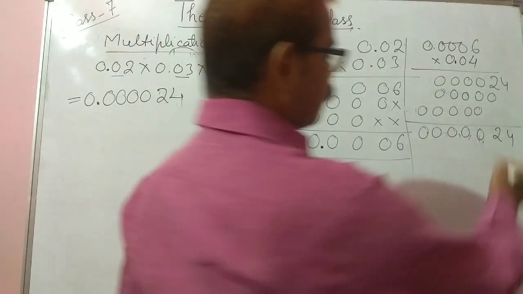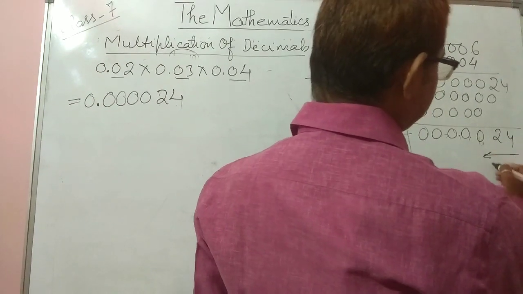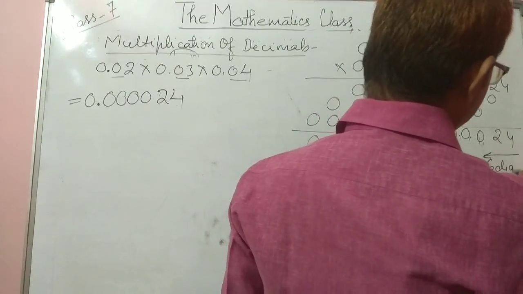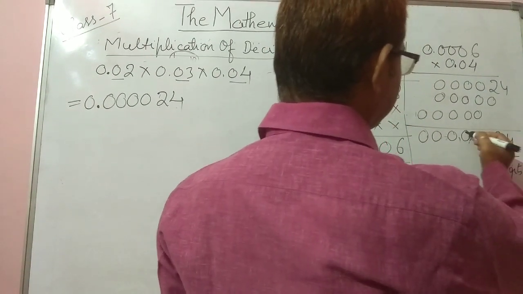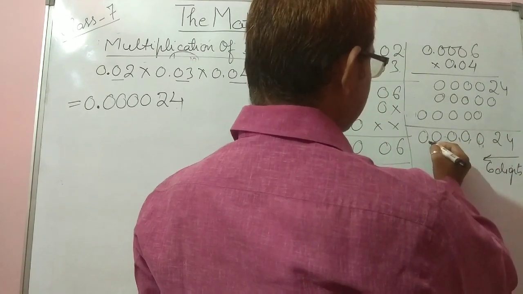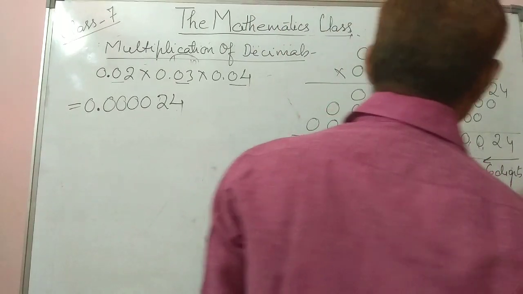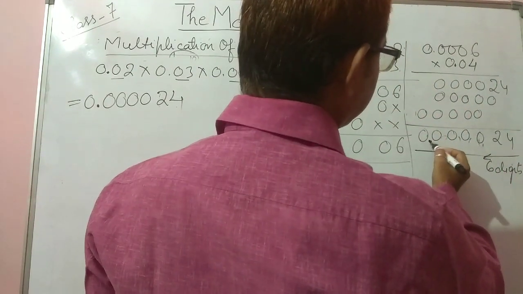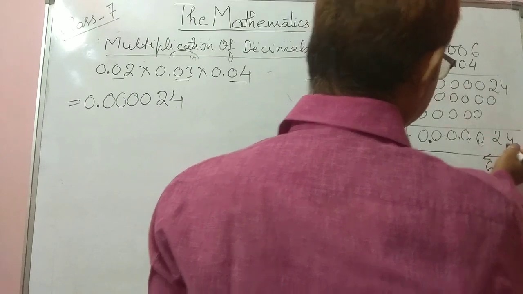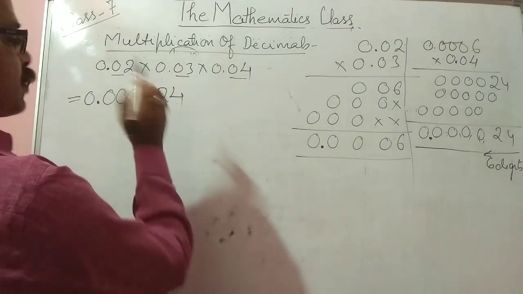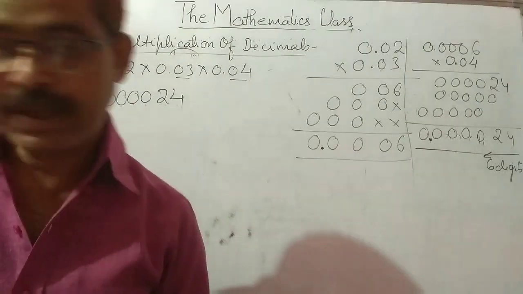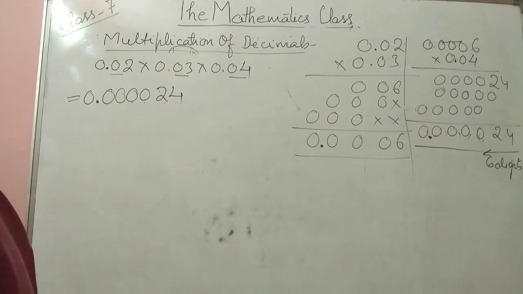This means you move from right to left, 6 digits, and just before the 6 you place the decimal. So you can see 0.000024, that is, 4 zeros and 24. Here also it is 0.000024, 4 zeros and 24.